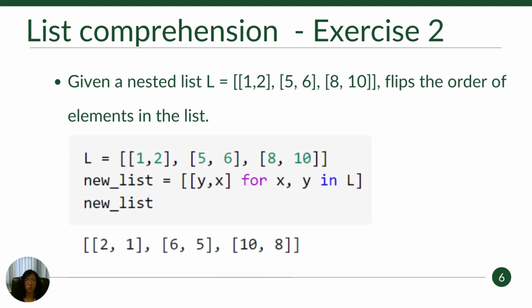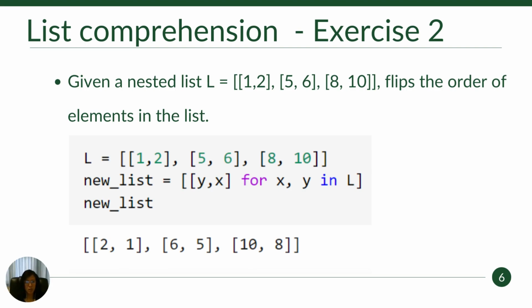Now, let's move on to the next exercise. Here in exercise 2, we have a nested list, right? Inside the given L, each element is a list. What we want to do is flip the order of elements in each list. Again, quite simple. We want to flip the order, so our expression is a list that starts with Y followed by X, and then your for loop: for X, Y in the given list.